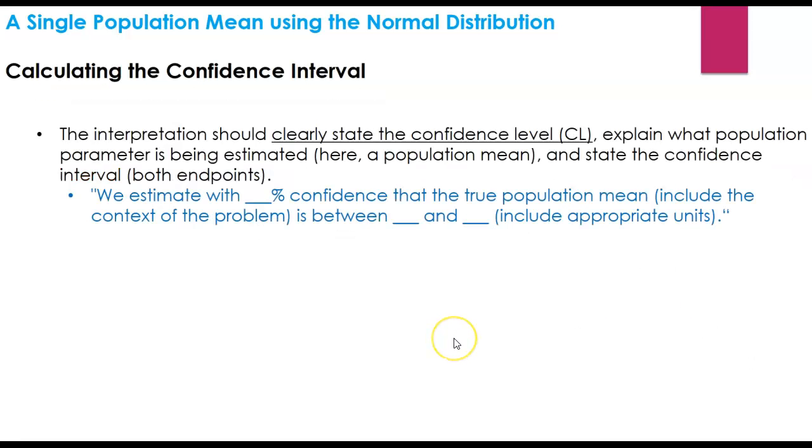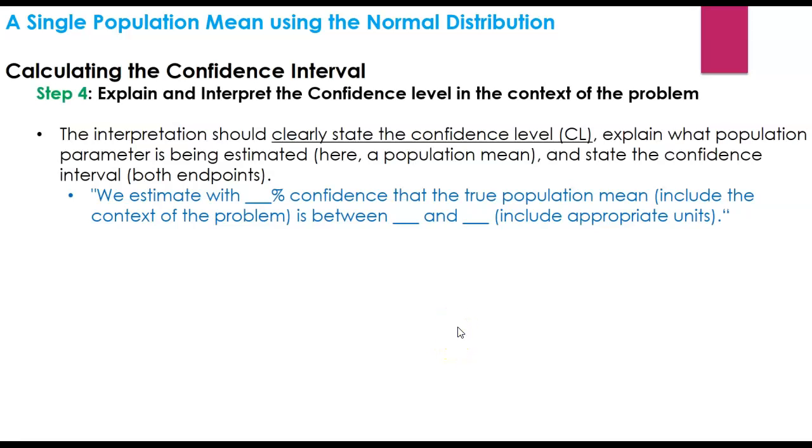The interpretation should clearly state the confidence level. So this is step 4. Explain and interpret the confidence level in the context of the problem. We're going to explain what the parameter that is being estimated is, in this case the population mean, and state the confidence interval of both endpoints. So in general, our formula looks like this. We estimate with blank % confidence that the true population mean, and we include the context of the problem here, is between blank and blank, and we include our appropriate units.